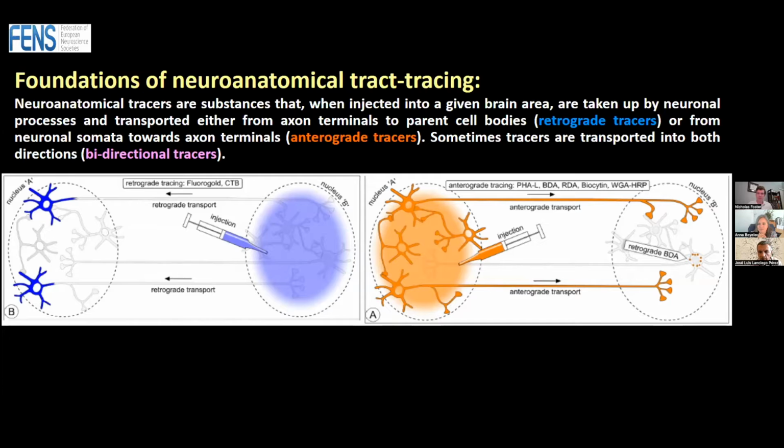However, transport can be performed in the opposite direction. Once injected into the brain, the neurons that innervate the injection site can take up these tracers at the terminals, and it is transported back to the parent cell bodies. These are called retrograde tracers. You should also be aware that a number of tracers are transported in both directions, and these are bidirectional tracers.